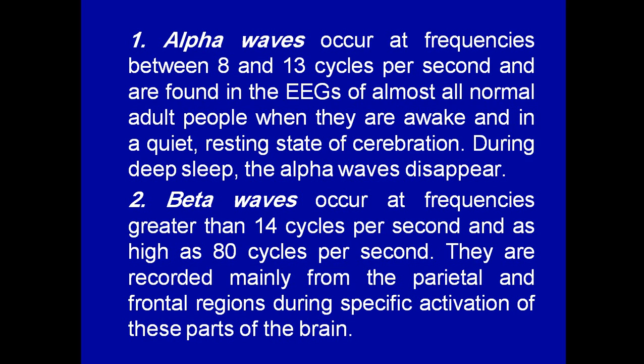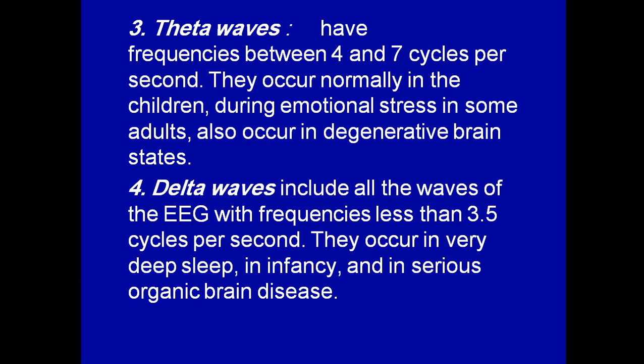Beta waves occur at frequencies greater than 14 Hertz, or 14 cycles per second, and may reach as high as 80 cycles per second. They are recorded mainly from the parietal and frontal regions during a specific activation of these parts during intense mental activity. This is the difference between alpha during a quiet state, a normal resting state, and beta waves during intense mental activity and some emotional state.